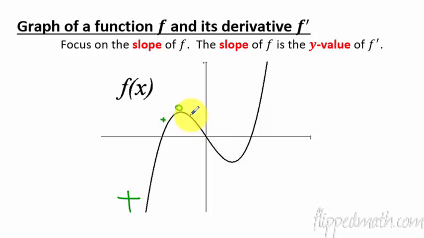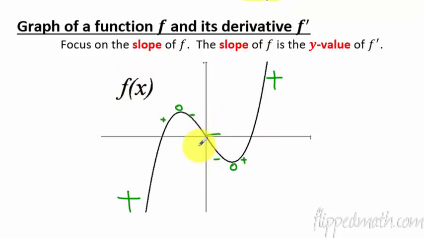And then here it's just a little bit negative. So I'll put a little negative. And then here it's a little bit more negative. So I'll put a little bit more negative. And then here it's a little bit negative. And then when we get down to this valley, right there, the slope is 0. And then here the slope is a little bit positive. But over here the slope is really positive. Okay. So think about this, what would the graph look like?